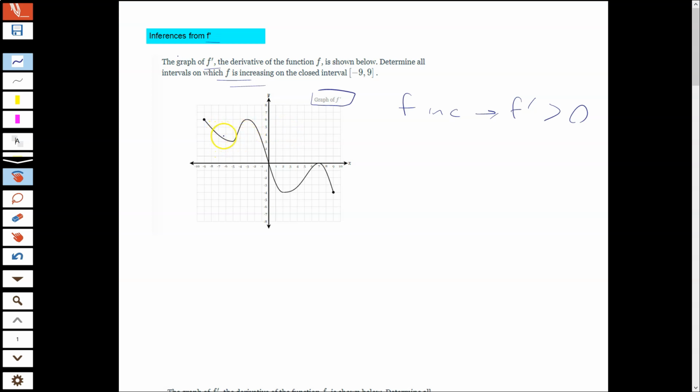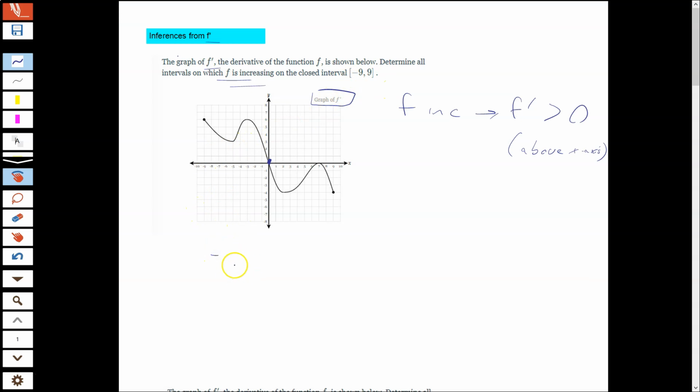So notice we have a curve that's positive until we get to this point. Then it's negative everywhere else, right? So I should make this note too, f prime greater than 0 means above the x-axis. Okay, so that's what we're looking for here. And then we want an interval.